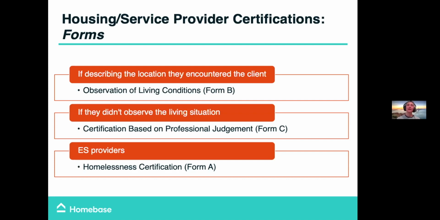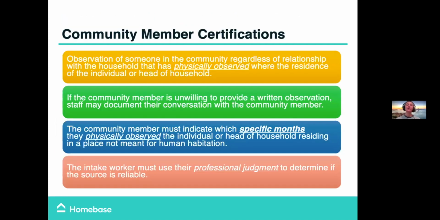Okay, so the next slide takes us into community member certifications. Again, this is documentation for a history of homelessness, not current status, but history of homelessness. You can talk to any member of the community who had knowledge of the client's living situation at some point in the past. It can be any community member, but that community member needed to have physically observed, again, with their human eyes, where the client was staying.